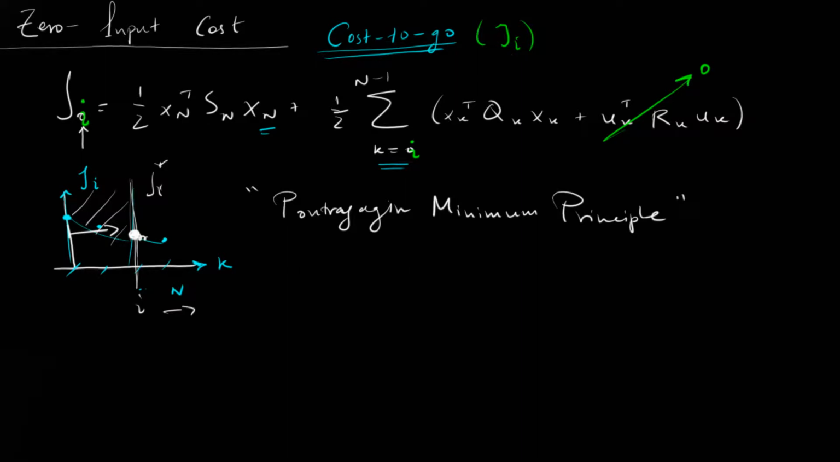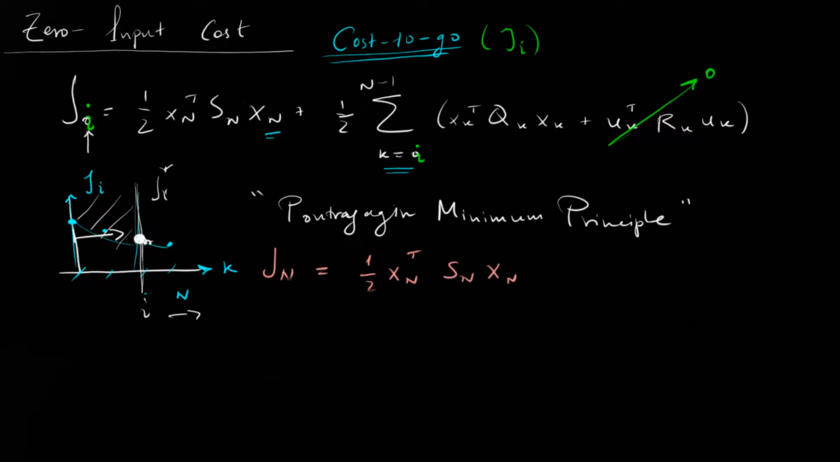Now, what do I want to do next? I want to see what is, let me pick a different color here, what is Jn? Well, clearly, in Jn, this sum goes away and we're just left with the terminal cost, which is 1/2 xn transpose Sn xn. Okay, that's easy enough.